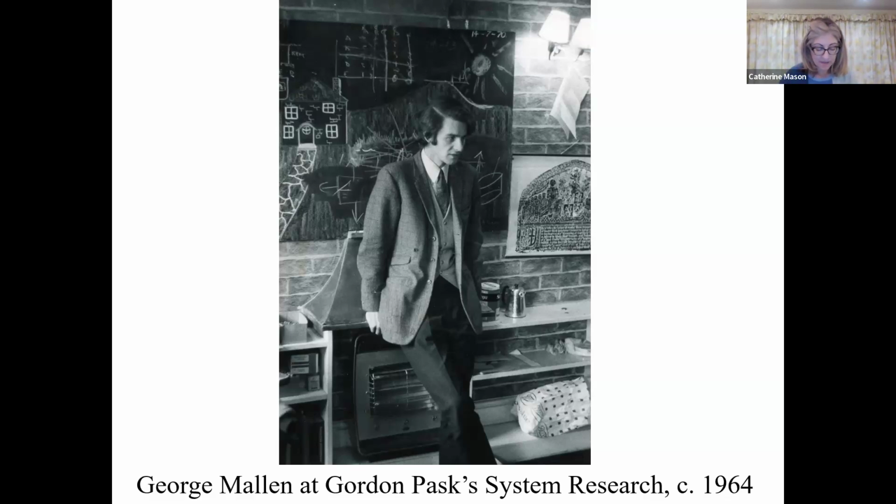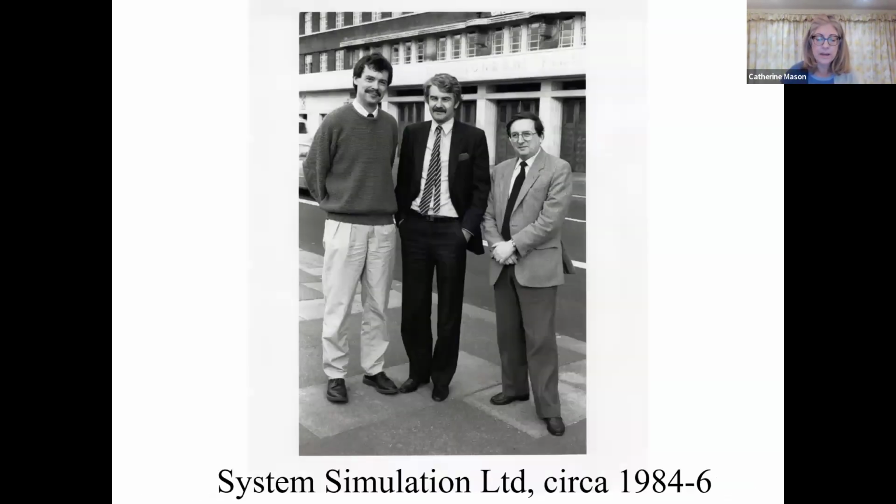After his time working with Pask, Mallen went on to found System Simulation Limited, or SSL, around 1971. This was a software development company that specialized in multimedia management systems. It also provided software infrastructure for art and culture for several museums and also commercial image libraries. And even today, it carries on. It still remains one of the longest running software companies in the UK, although Mallen has retired.